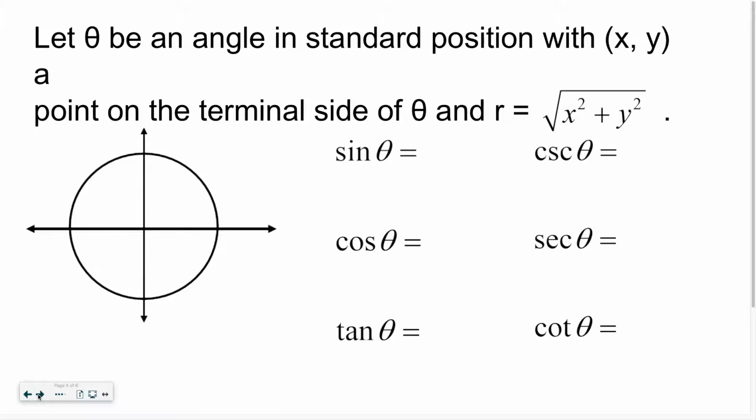And notice I have a statement for r. R is square root of x squared plus y squared. That is just a result of your Pythagorean theorem. R squared equals x squared plus y squared. For all the triangles and all the quadrants, x and y will be your legs, r will be your hypotenuse. So they're all set up the same way.